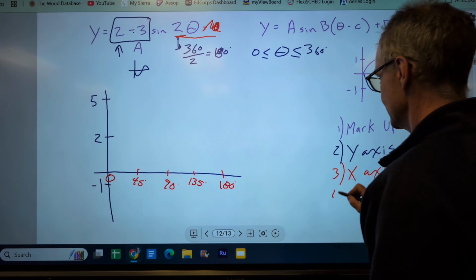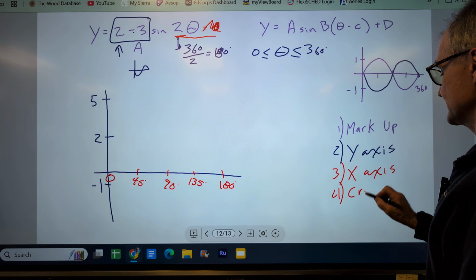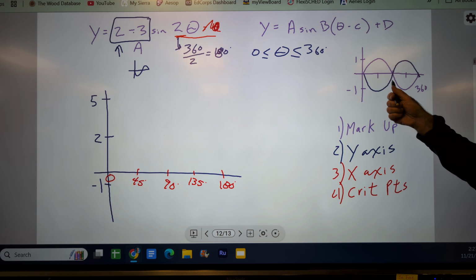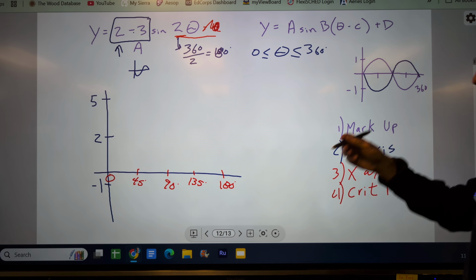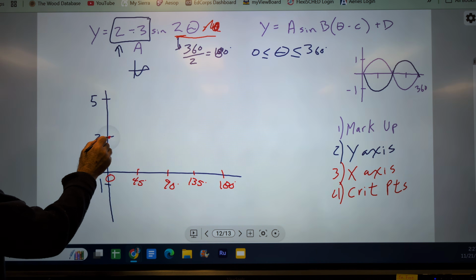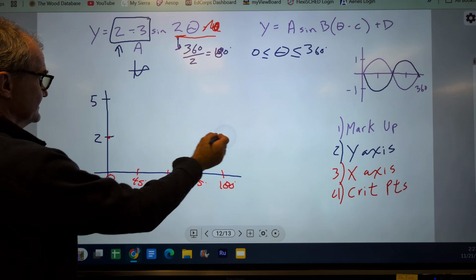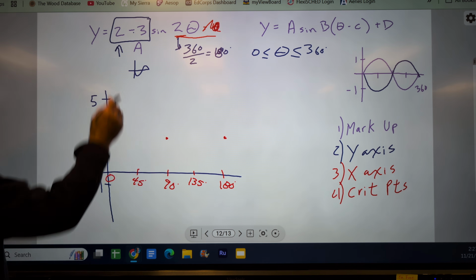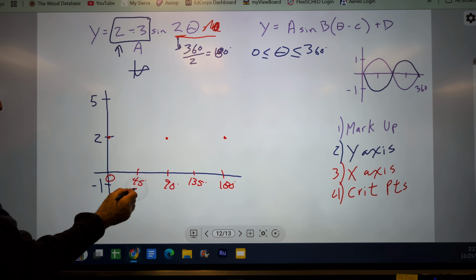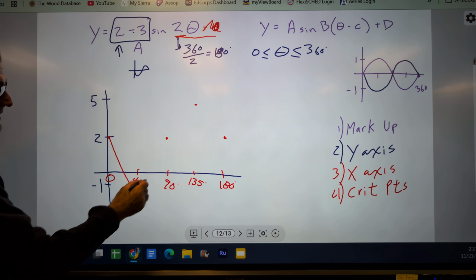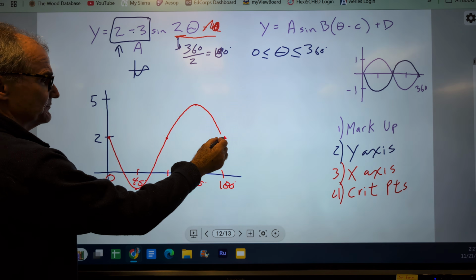Step 4 right here is put in your critical points. Critical points. You're picking your parent graph to do that. It's in blue here. It's going to start at the origin because it's sine. It's going to end at the new origin. And in the middle, it'll be there as well. Because of that negative, it's going to go down and it's going to go up.